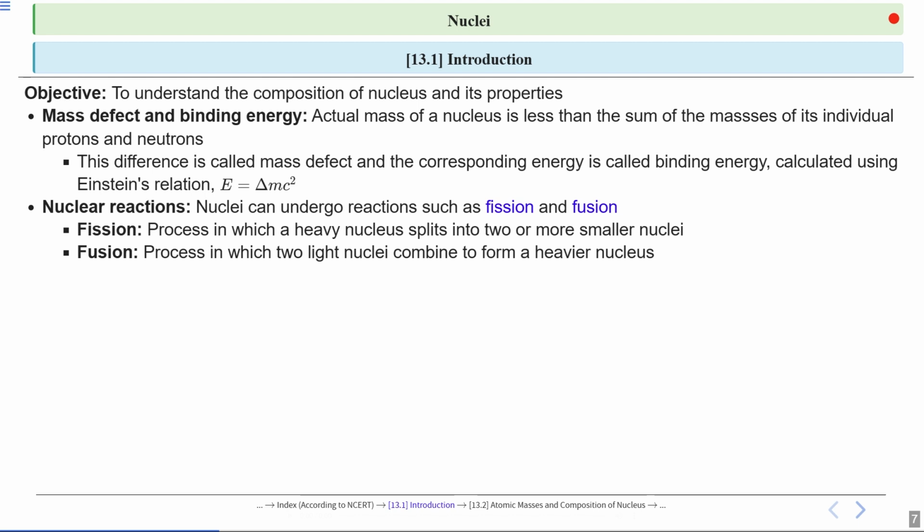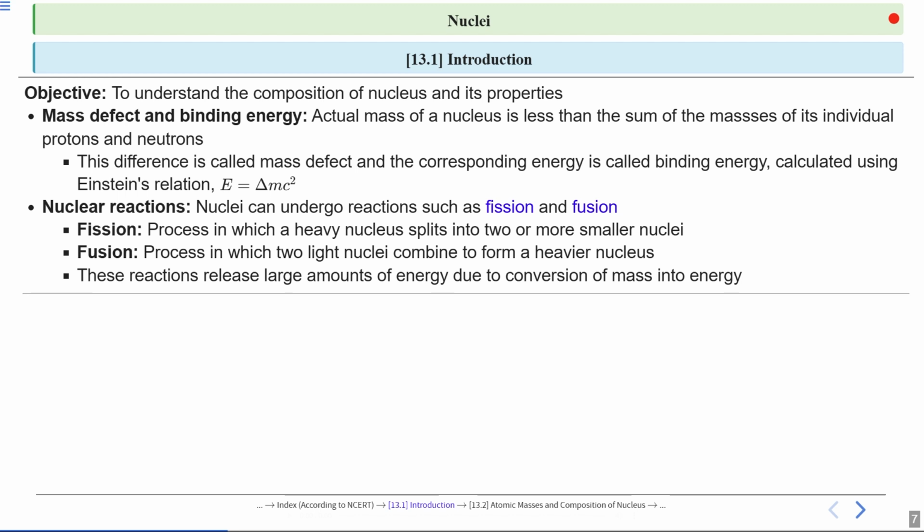Fusion is the opposite process. Here, two light nuclei like hydrogen isotopes combine to form a heavier nucleus, such as helium. This is the process that powers the sun and hydrogen bombs. Fusion releases even more energy per unit mass than fission.